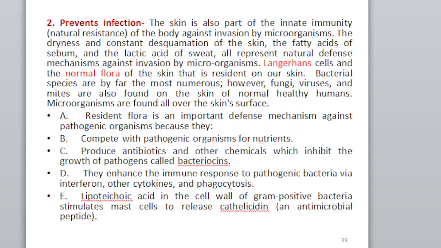D. They enhance the immune response to pathogenic bacteria via interferon, other cytokines, and phagocytosis. E. Lipoteichoic acid in the cell wall of gram-positive bacteria stimulates mast cells to release cathelicidin, an antimicrobial peptide. Next slide.